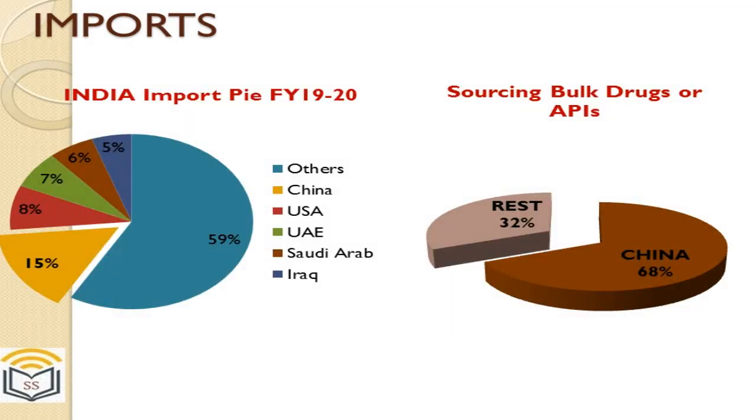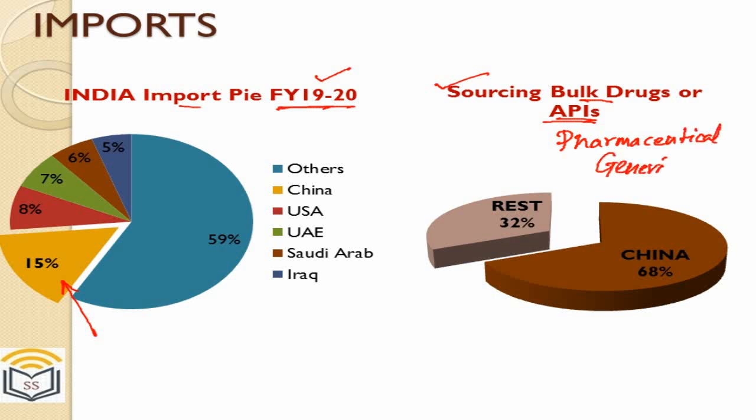And this is the pie chart for the financial year 2019-20 as an import pie chart, whereby one can see there is a 15% share, that is, China is the biggest importer for India for the financial year 2019-20. And also you can see that in case of bulk drugs or the APIs, which are the sources for the pharmaceutical generic drugs, they are procured maximum from China, that is almost around 70% of it.